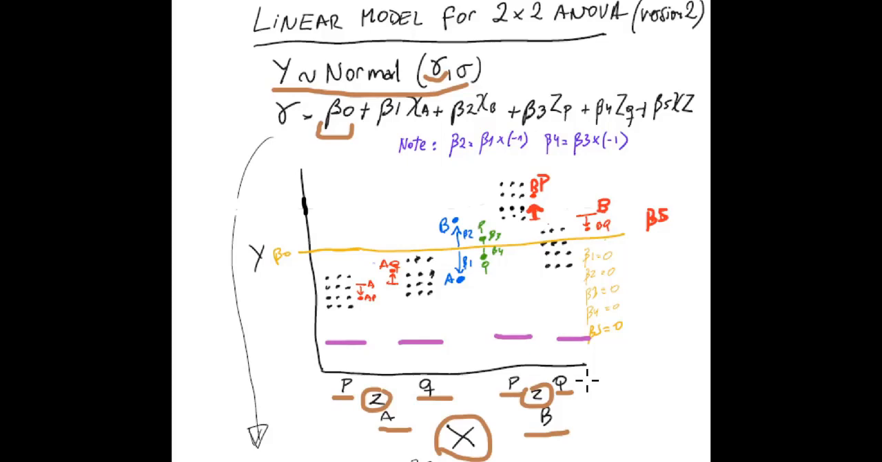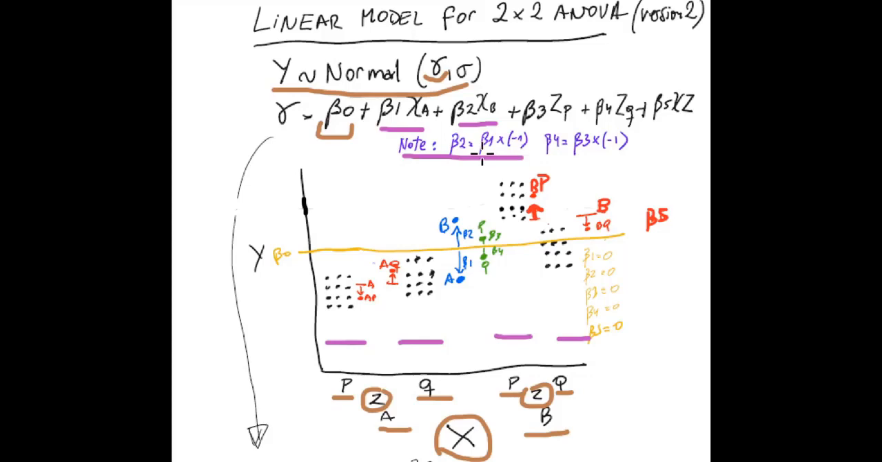So how do we continue with the model? We've got beta1 times XA, and XA is another dummy variable that we create for this model. I'm going to show you soon. Then we've got beta2 times XB. Now in this case we've got a symmetrical constraint here.